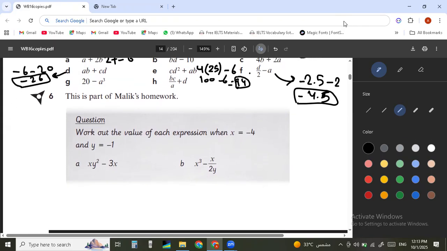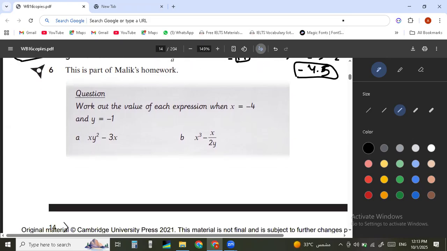This is part of Malik's homework. Work out the value of each expression when x is negative 4 and y is negative 1. So this one here, x is negative 4. So it's negative 4 multiplied by y squared, which means negative 1 squared, which means positive 1, minus 3 times negative 4 is negative 12. So it's minus negative 12. How can we do this? I'm going to do first the multiplication. Negative 4 times 1 is negative 4, minus negative 12 means plus 12, which is positive 8.